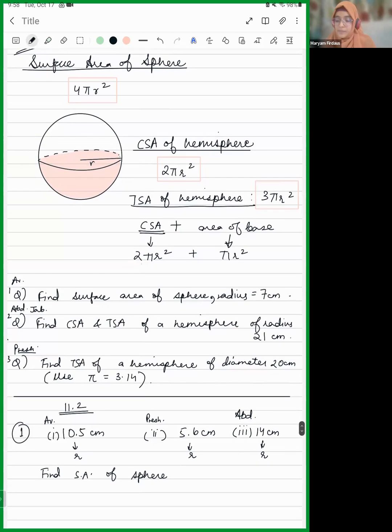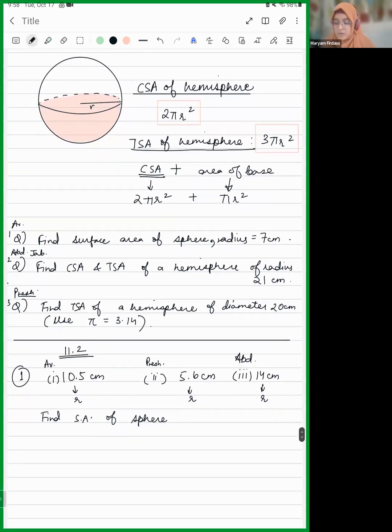Someone has answered 2464. Wait, yours is which one? Third one, na? 2464. Yes, correct. Now do the first one. Abdul Jabbar, do the first one, and then type it in the chat box.